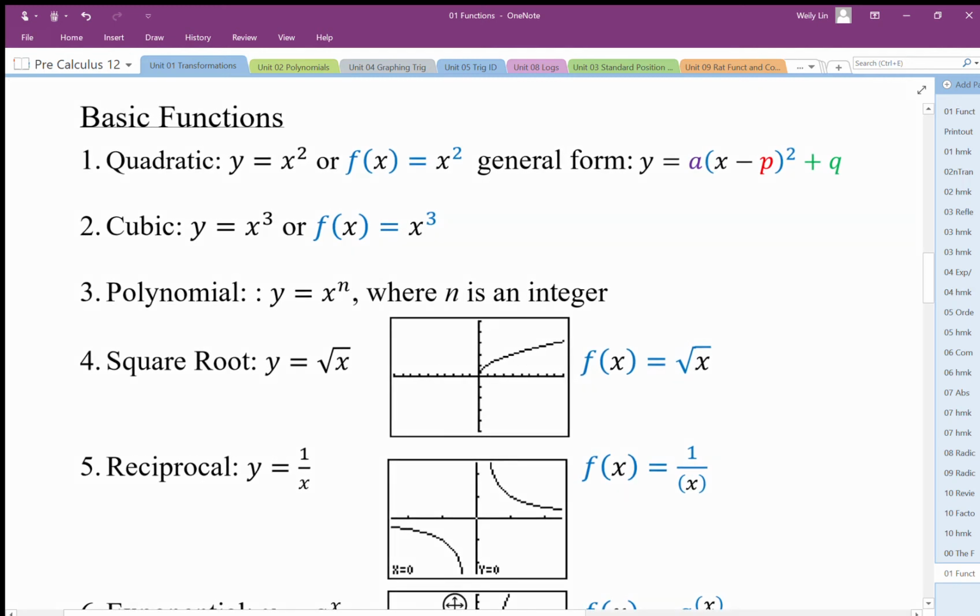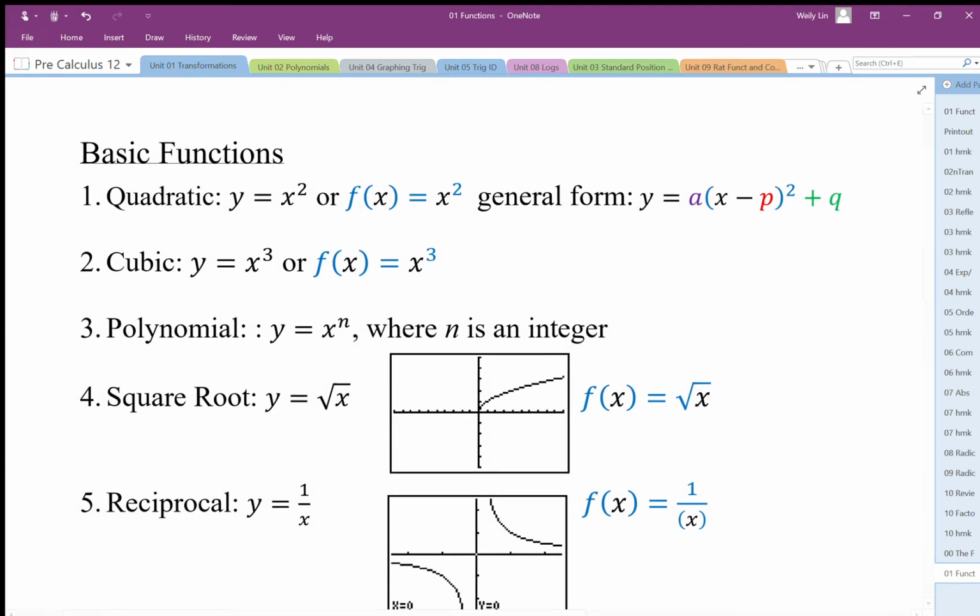So these are some basic functions that we should already know. The first one is a quadratic function. Basically the function part of it is the square. That's what's going to do something to the number. The general form of this is we have our (x minus p) inside, squared, and on the outside we have a times and a plus q. So that's our general form.